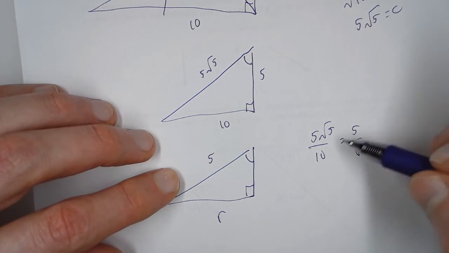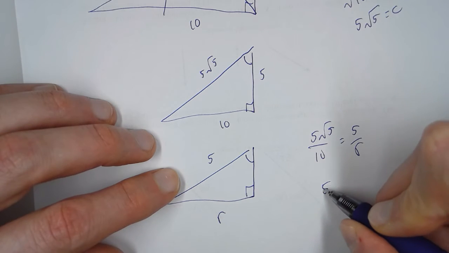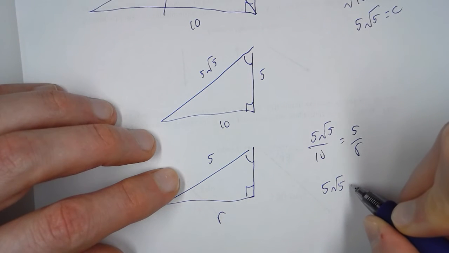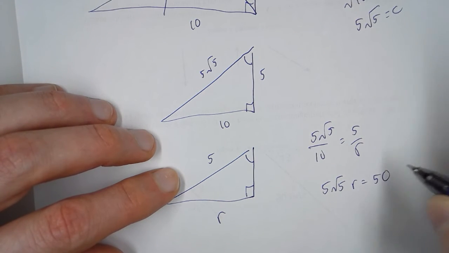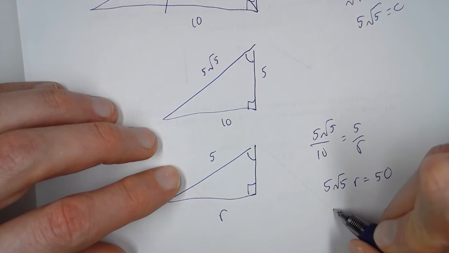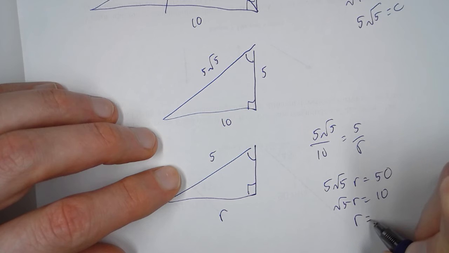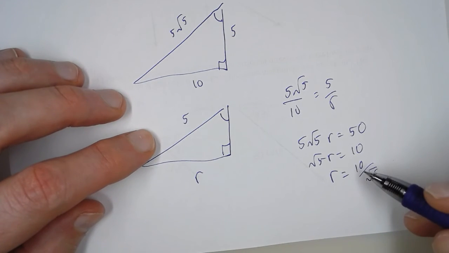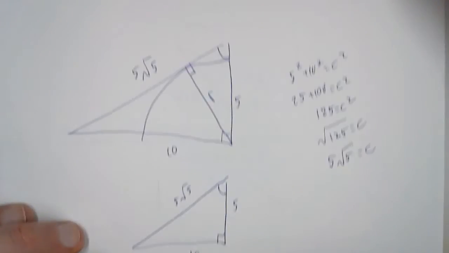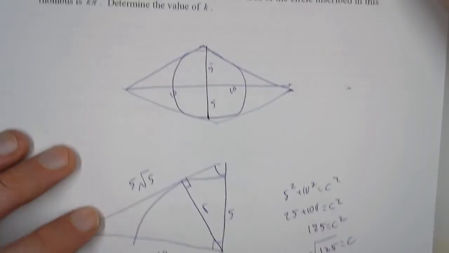So we cross multiply. So 5 square root of 5 r equals 50. And so we divide by 5. So square root of 5 r equals 10. And then when we divide by square root of 5, we get 10 over square root of 5. So there's our radius. So the question asks, what is the area of this circle?